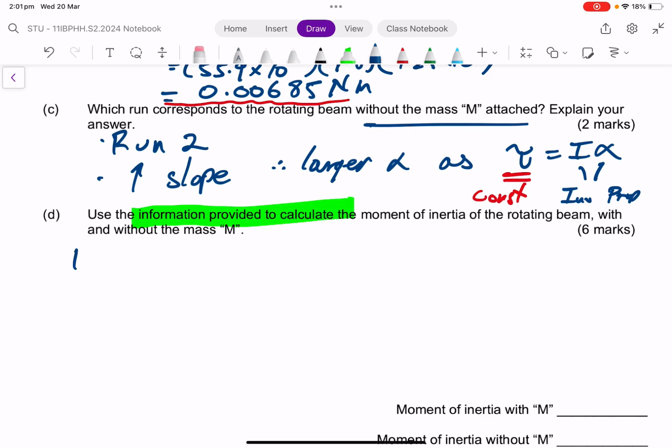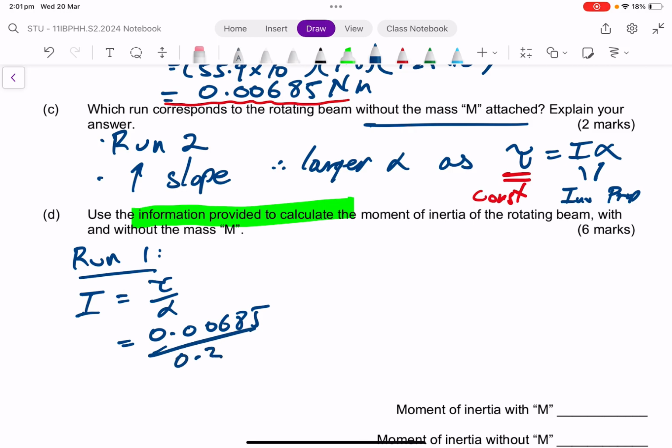Okay, so let's talk about run 1. What do we know about run 1? Well, we know torque is I alpha, so I is torque over alpha. We've already worked out the torque. We can get alpha from the data from the graph. Sorry, 312. And that moment of inertia is 0.02196, and the units are kgm squared.